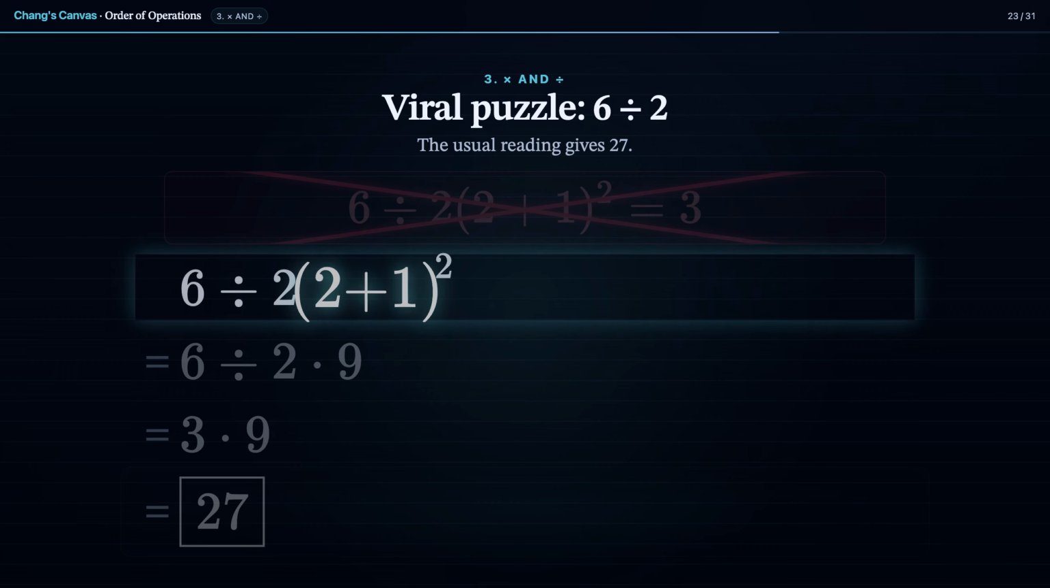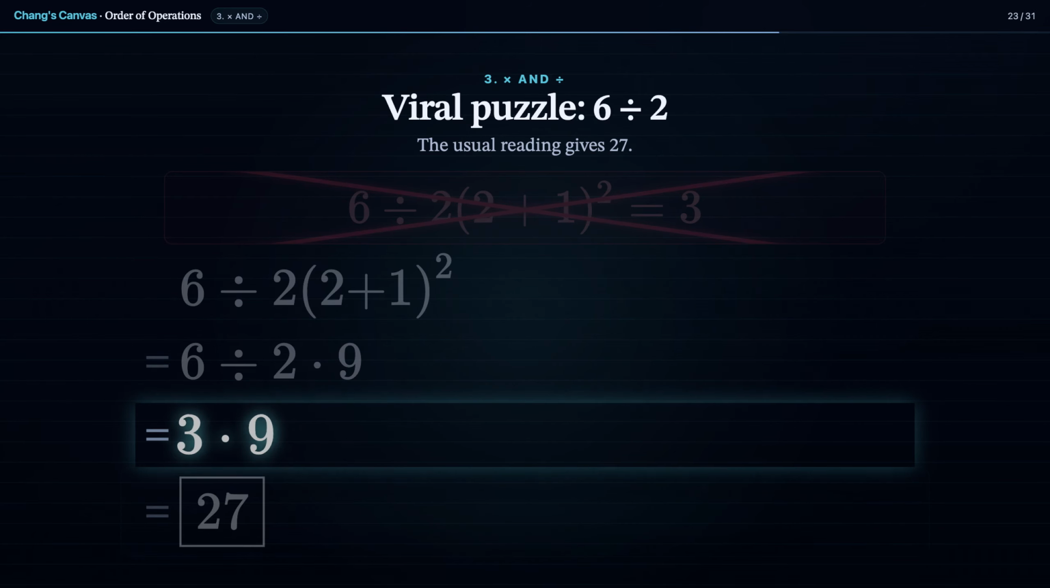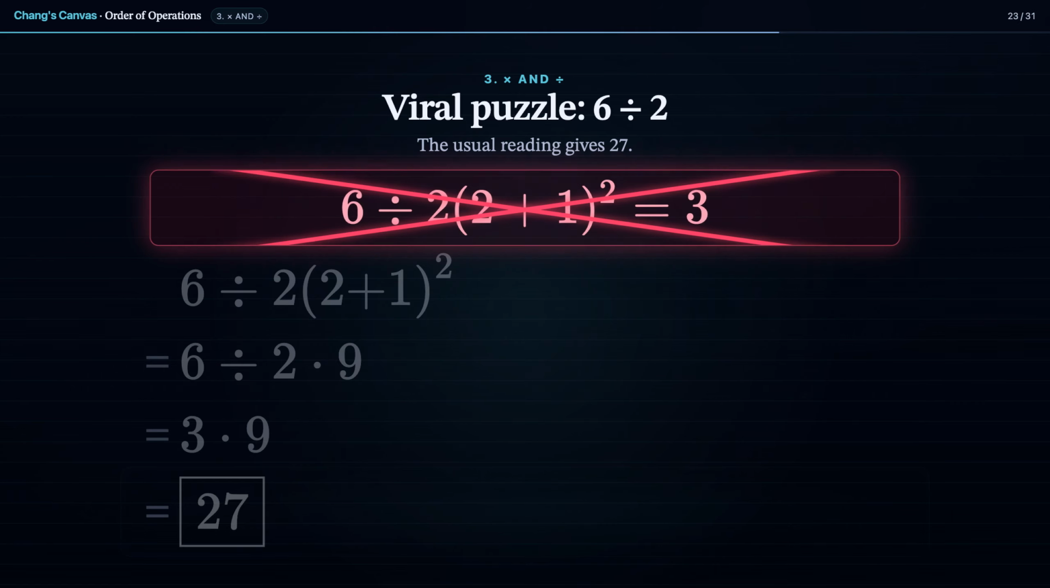First, 2 plus 1 is 3. Then 3 squared is 9. Now divide and multiply from left to right. 6 divided by 2 is 3, and 3 times 9 is 27, not 3.